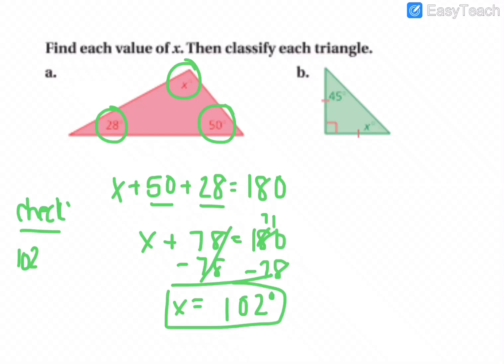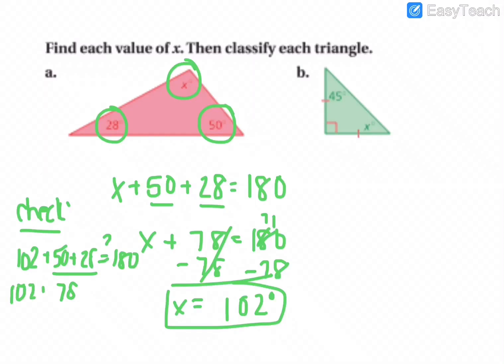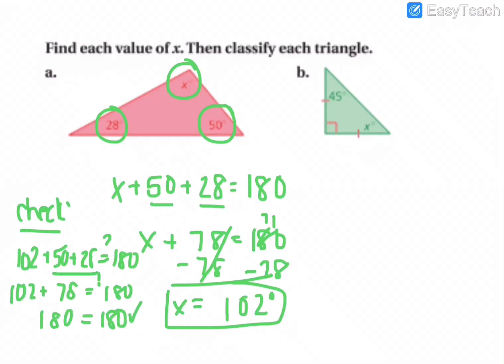So 102 plus 50 plus 28 should equal 180. We already know what 50 plus 28 is, and that's 78. So when we add 102 plus 78, do we get 180? And the answer is yes. 102 plus 78 does equal 180. So we've checked it, and it's good.